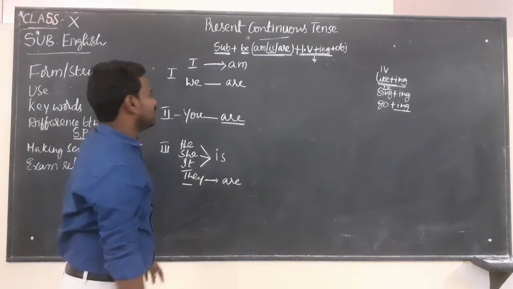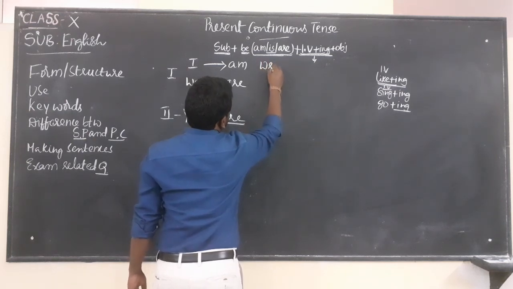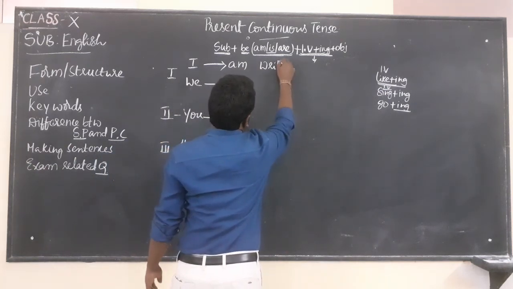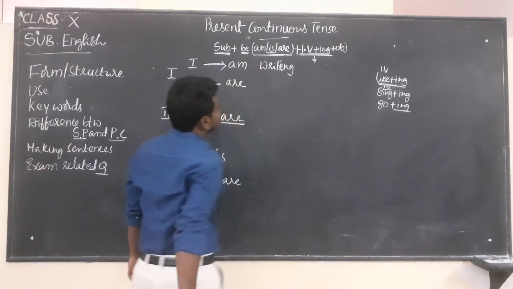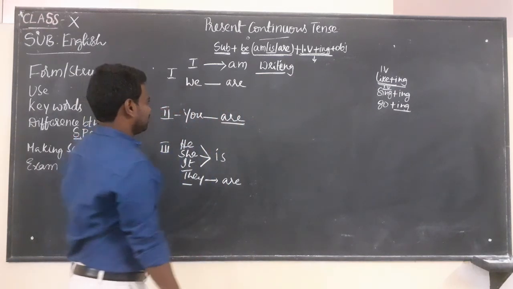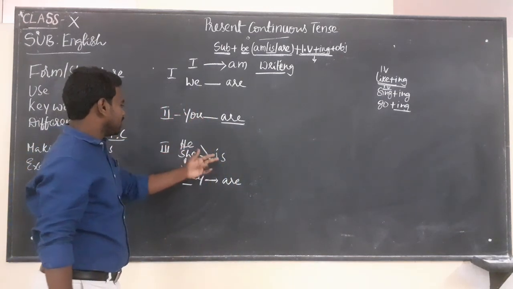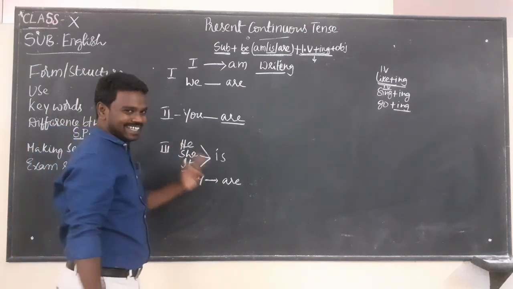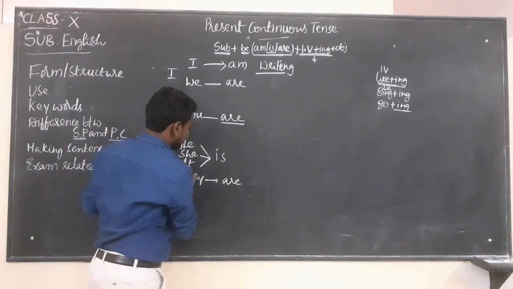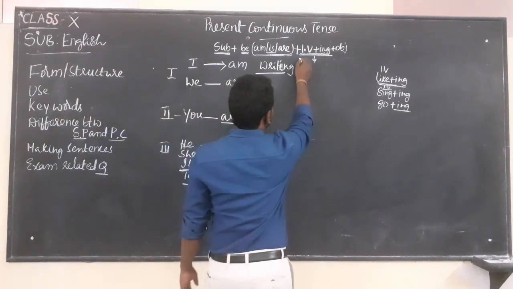Now I can give any word, for example, the first form write. I am writing. That is the first form of a verb plus ing form. We are writing. You are writing. He is writing. She is writing. It is raining here; it is a neutral gender. They are writing.